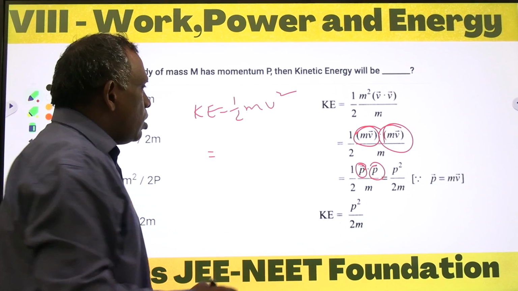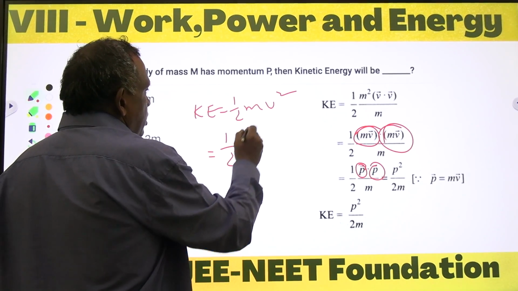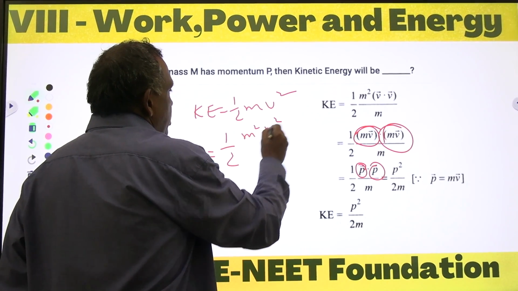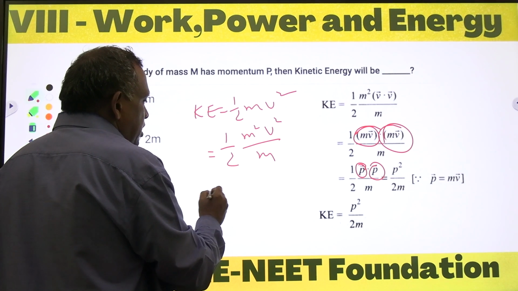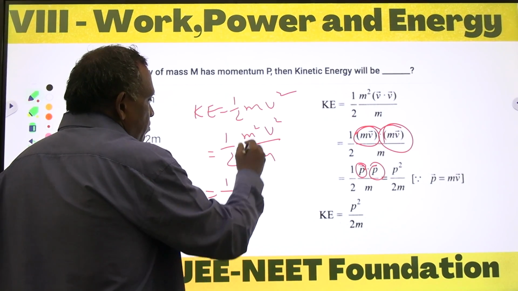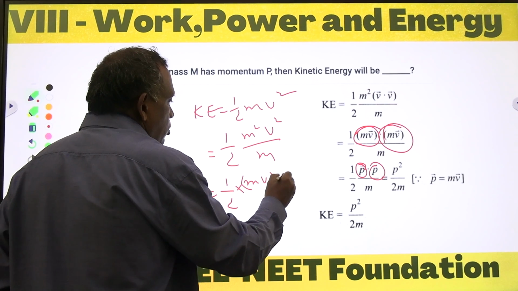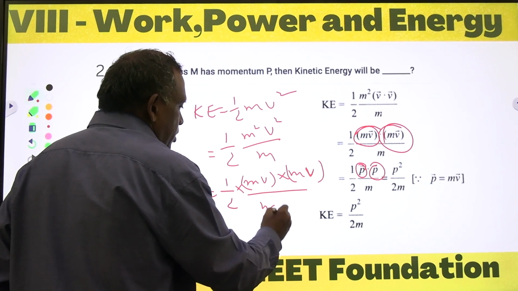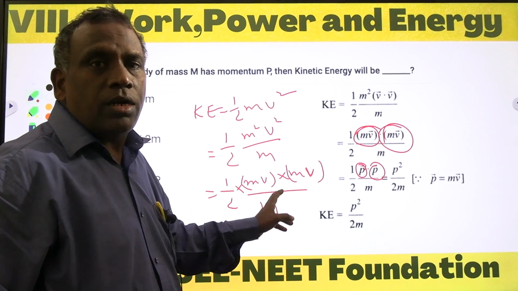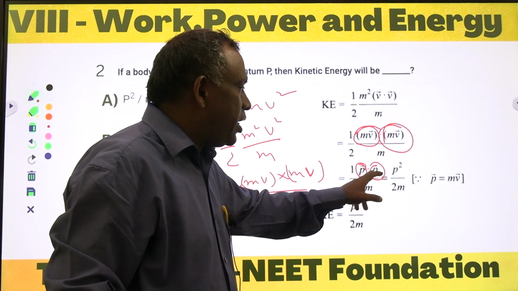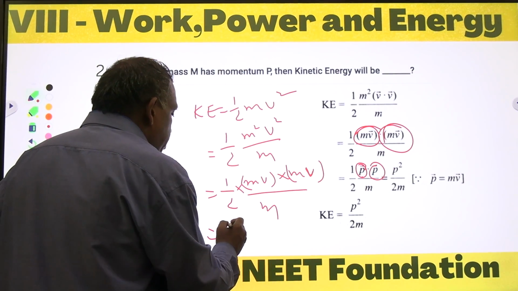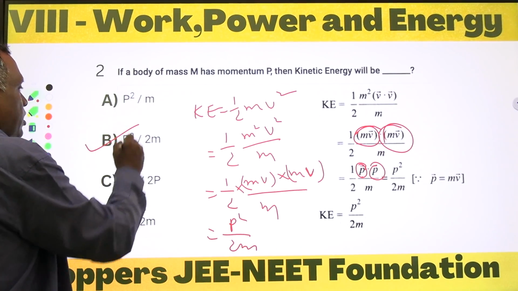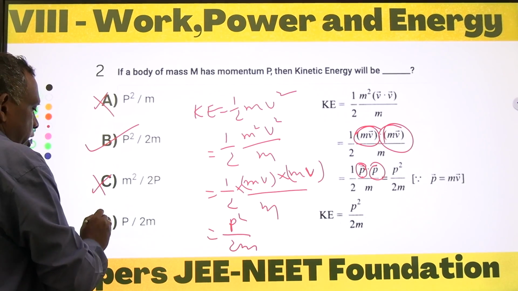Multiply with mass and divide with mass, so m square v square by m. It means half into mv into mv upon m. mv is nothing but momentum, which is denoted by p. So p into p, that is p square upon 2m. That is the correct answer. The remaining options are not correct.